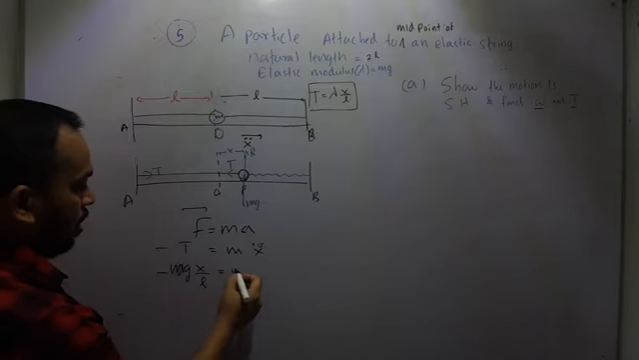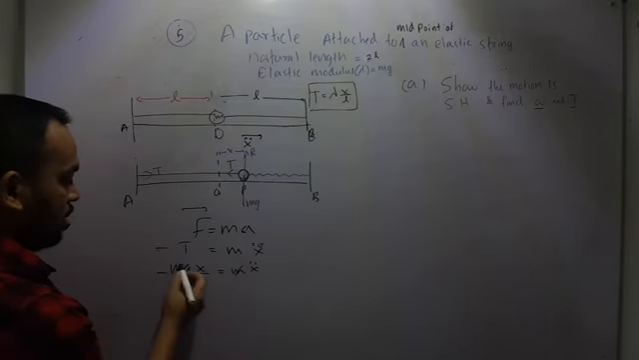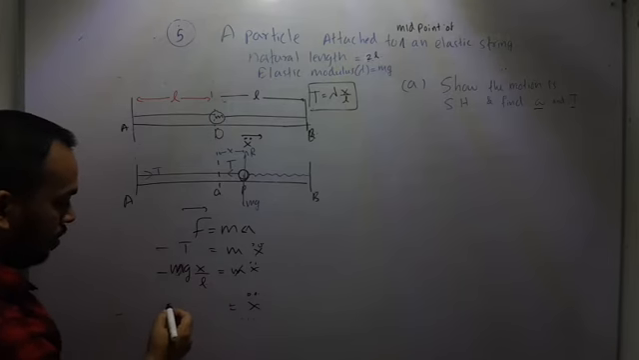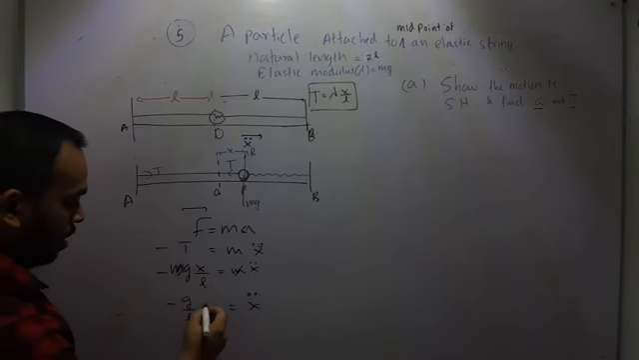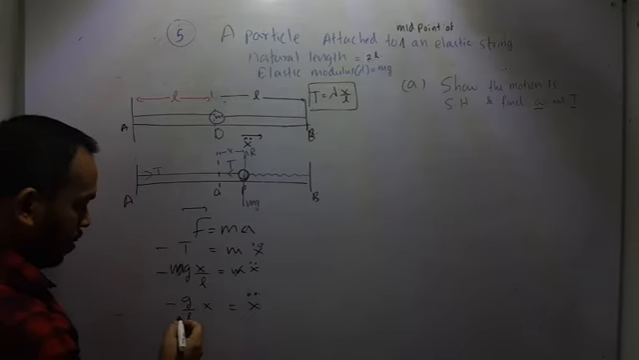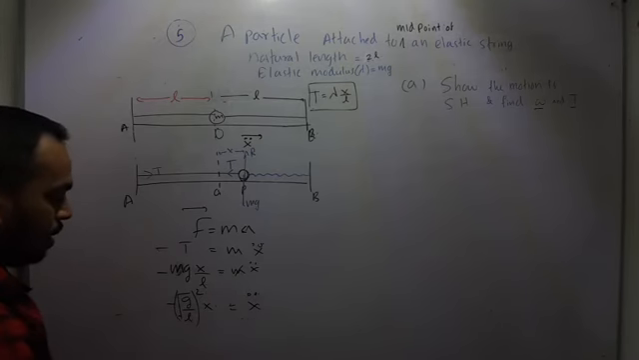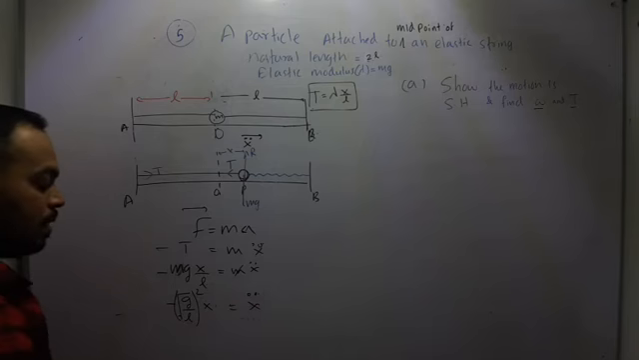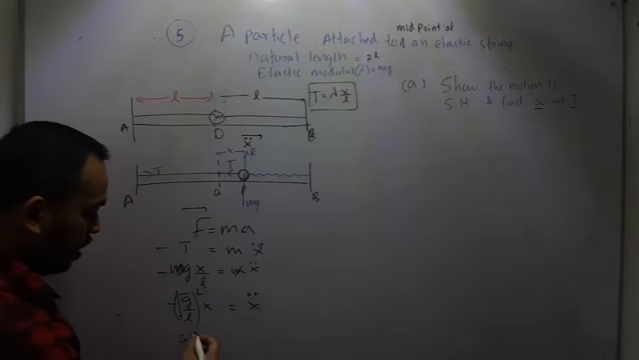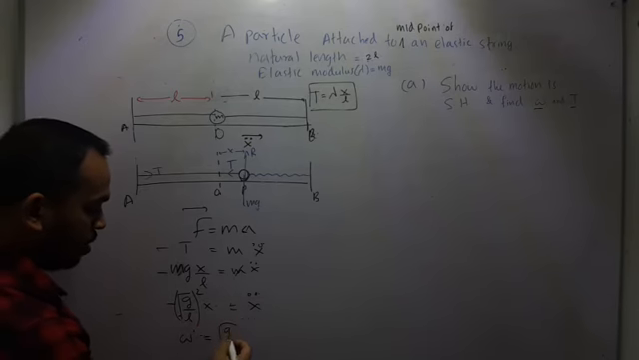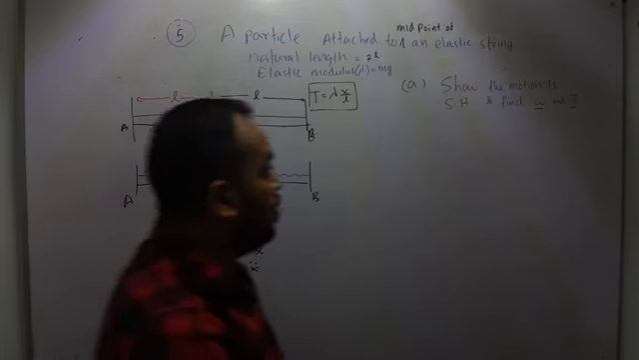Right. So m x double dot, m cancels out, and finally we are left with x double dot is equal to minus g over L times x. So you can rewrite it like this: square root of g by L. So if we compare this with the characteristic equation, you know that omega squared is equal to, or let me just write omega is equal to root g over L. So we have figured out omega.